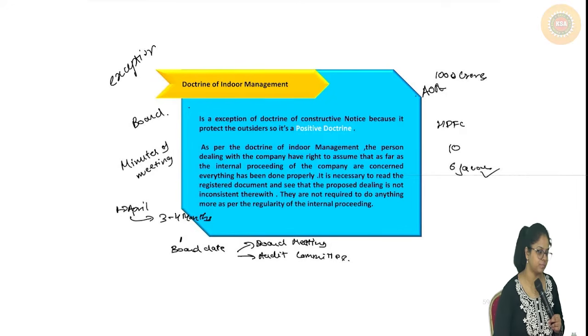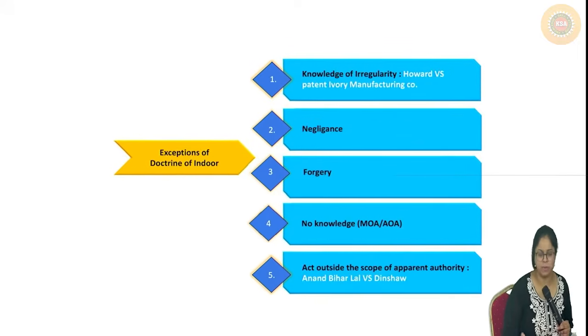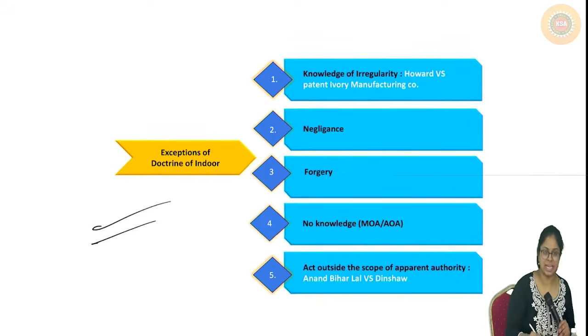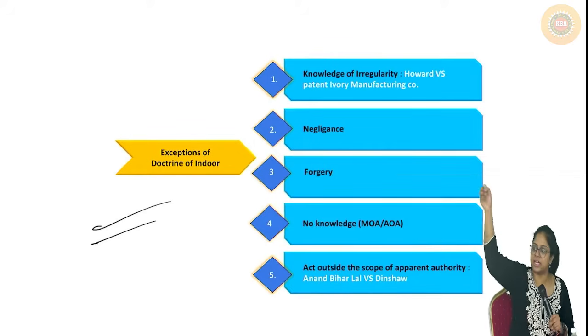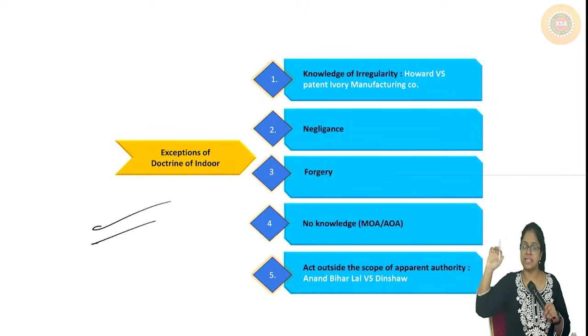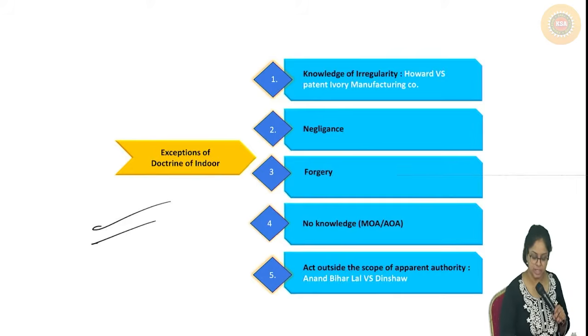Okay, so these are the most important doctrines. Indoor management and constructive notice are the only important ones. This is one exception part. By now, it looks like an Inception movie: exception to exception to exception. But this is the last part and it's very easy. What this says is, in some cases there is an exception to indoor management also. For example, I'll explain with one example. You will be able to appreciate it better.